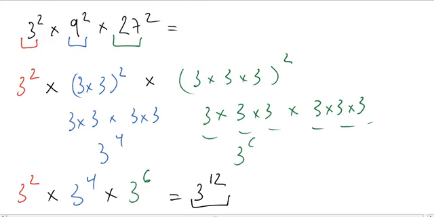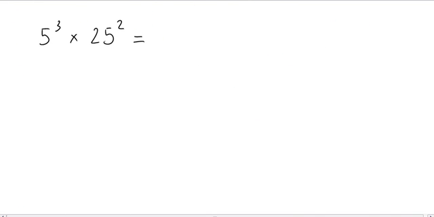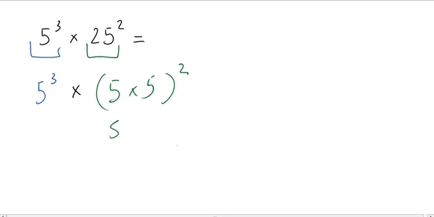Let's try one last one. 5 to the power of 3 times 25 to the power of 2. Again, we have different bases. We have this 5 here and 25 there. So 5 is our most simple base. We want to bring our 25 down to 5. So we have 5 to the power of 3 times 25, which is 5 times 5. So that'd be 5 times 5, all to the power of 2, which is equal to 5 times 5 times 5 times 5, which is equal to 5 to the power of 4.